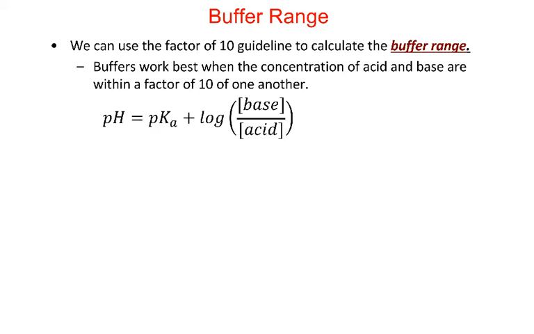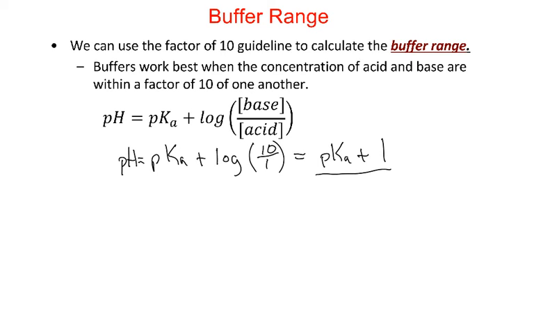If I look at the upper limit, I'm going to have a solution where the concentration of the base of the buffer is 10 times the concentration of the acid. So that's going to be 10 over 1. And the log of 10 over 1 is going to be 1. So the upper range of a buffer is going to be 1 over the value of the pKa. In the lower range, let's say the acid was 10 times more concentrated than the base. So now I'm going to have the log of 1 over 10. The log of 1 over 10 is minus 1.